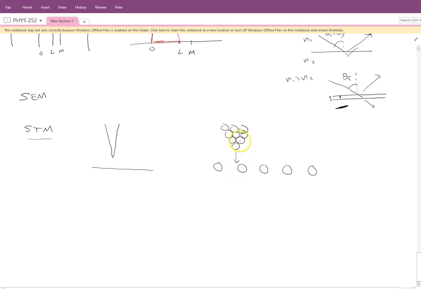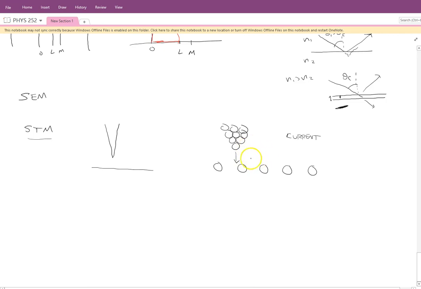So between the tip and the surface, there is a tunneling current, produced by these tunneling electrons. The size of that current is very sensitive to how close the tip is to these atoms, because that's going to vary. The analogy is that it varies the thickness of that layer up here between L and M. So that affects the tunneling current.